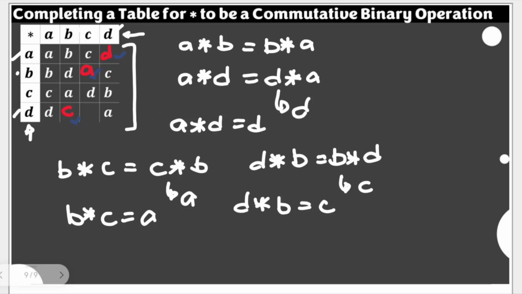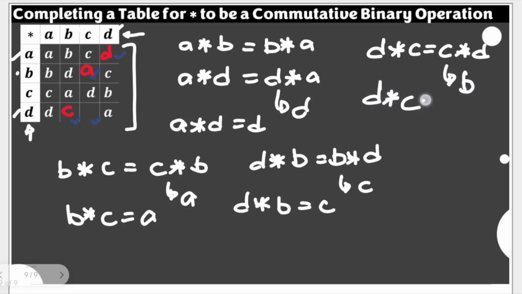And finally, for this entry here, this is D star C. Let me use this portion here. D star C must be the same as C star D. And C star D is in this row and this column. The intersection is B. So the result for C star D is B. This should also be the result for D star C, so that the resulting operation is a commutative binary operation. This would be our final answer here.